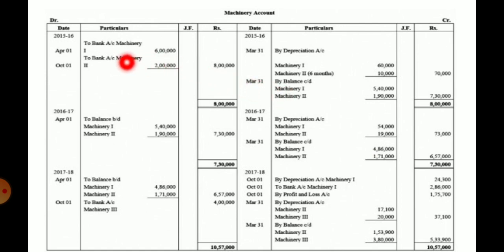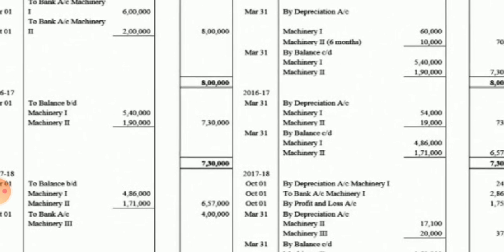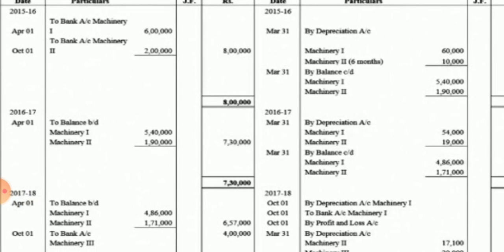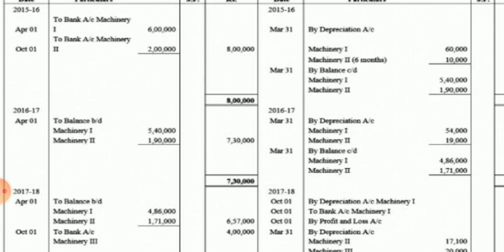The book value of the machinery will be 6 lakh. Why 6 lakh? As I told you, 18,000 is spent on installation, so it will be added to the value of the machinery, that is 6 lakh on 1st April, and another machinery in the same year is purchased for 2 lakh. So the total value will be 8 lakh. But the depreciation is charged in different columns because the first machinery runs for 12 months and the second machinery is only for 6 months.